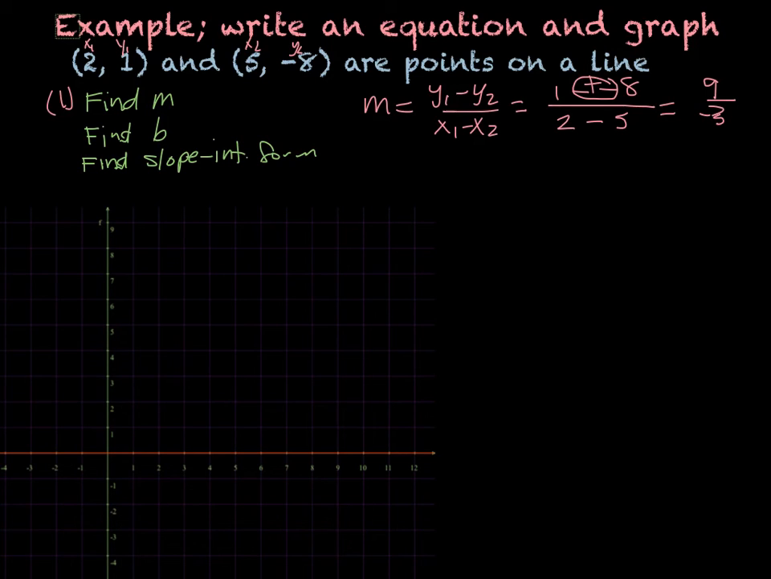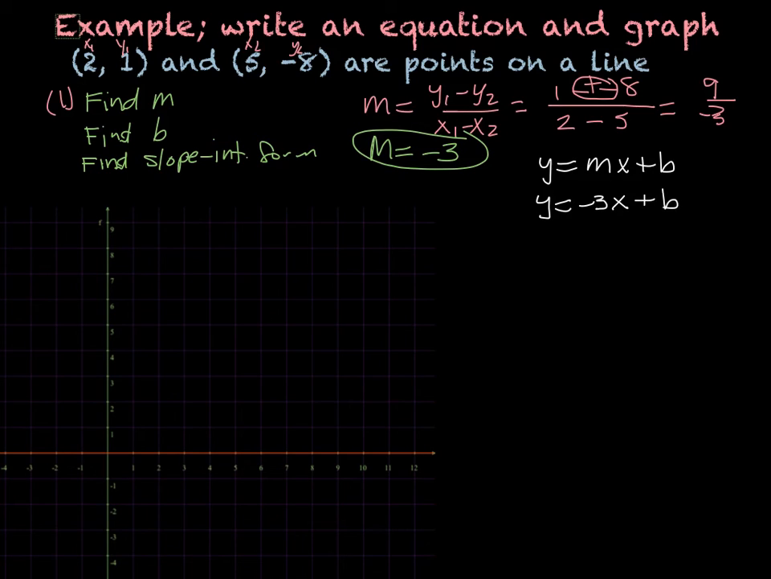So m equals negative 3 when you simplify. So that's the first step. And then if I look at what my slope-intercept form should look like, y equals mx plus b. So I know my m, so I say y equals negative 3x plus b. Now I need to find my b.